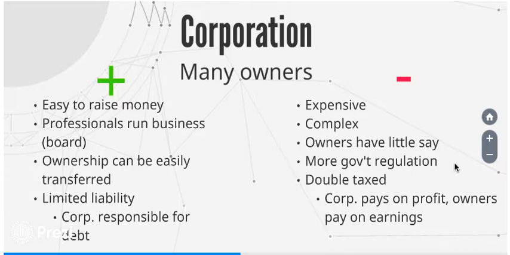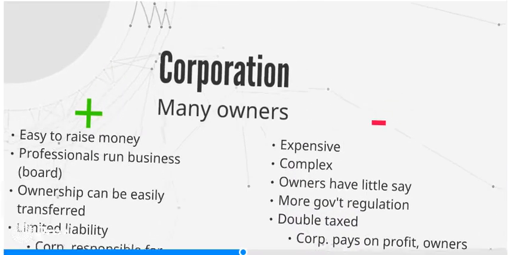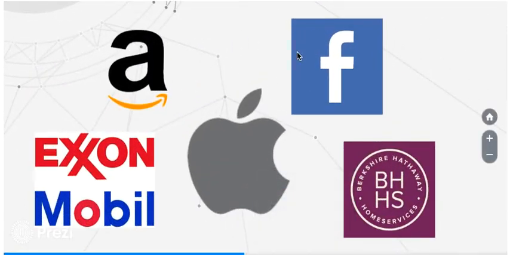There's more government regulation because they have to make sure that when there are multiple owners, everything is being traded fairly. You get double tax as well. The corporation pays taxes on the profit, and then I pay taxes on my earnings owning a little piece of it. So like Amazon or Facebook or Apple or ExxonMobil.